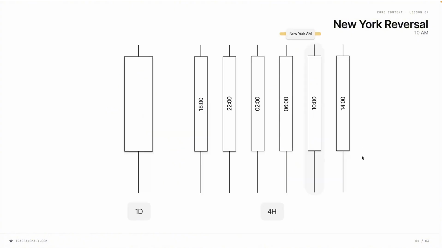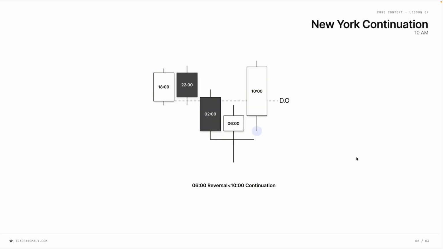Now let's talk about the second half of New York AM session, and that is going to be the 10 a.m. 4-hour candle. What will that look like in most cases, or the most ideal case, is where 6 a.m. hits that key level, reverses, but has that large wick. So we're not really going to be participating in this. We're going to wait for 10 a.m. to open because that's when the expansion will occur.